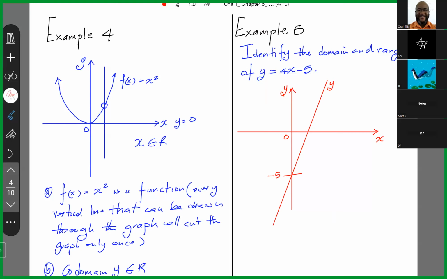All right. Now for this question, we're asked to identify the domain and the range. Now, first of all, a line goes on forever in both directions. A line goes on forever in both directions. That's the first thing.